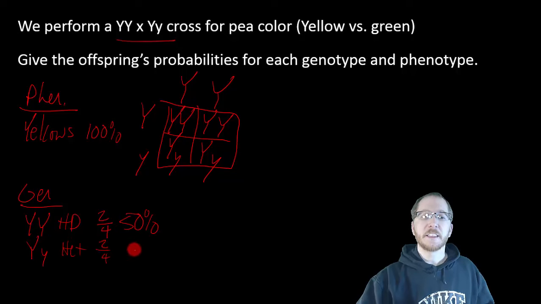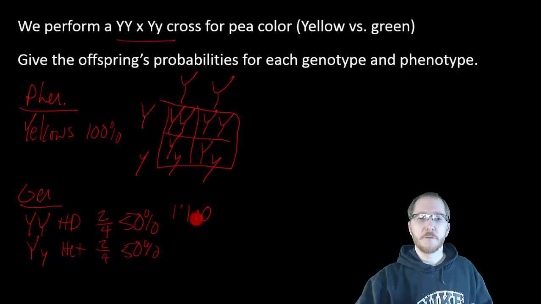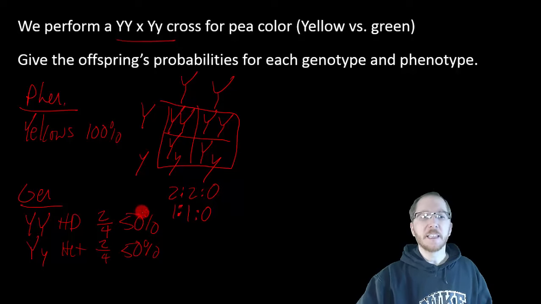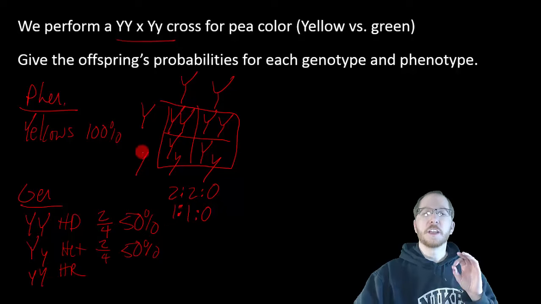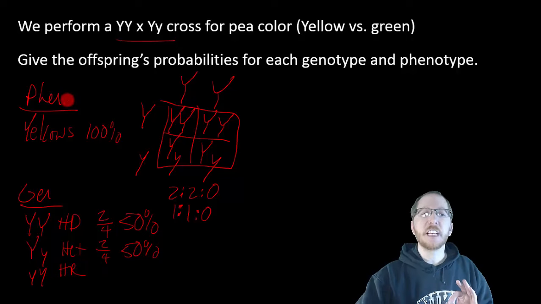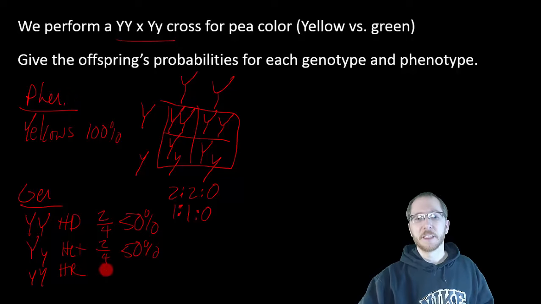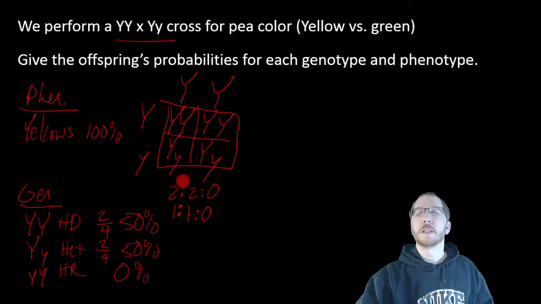And so if we're looking at this now, you'll commonly see that this might be given as a 1-to-1 ratio, or if you're including the other ones where there's none of, you might add a to 0 in here. You could also write this as 2-to-2 or 2-to-2-to-0. It really doesn't make a difference. It could be 100 to 100 to 0, but the idea is it's 50-50. There's none of them that are ultimately homozygous recessive. So you can see yet again there's a difference between our phenotypic ratio, 100%, and our genotypic ratio, which is 50-50, and then 0 if we include the guy that's not there, which is good old little y, little y.